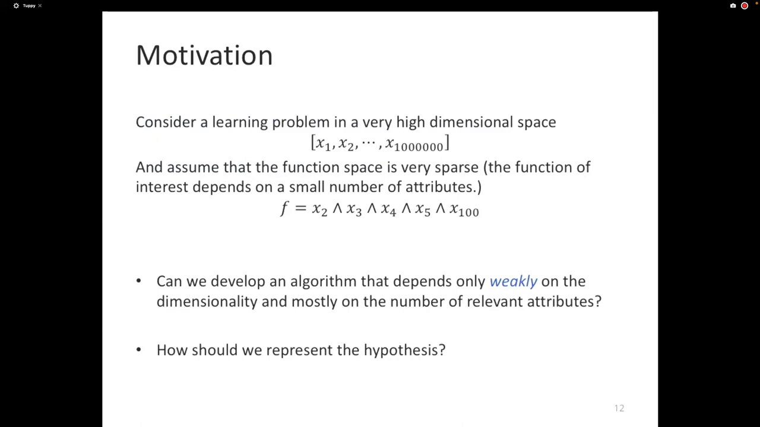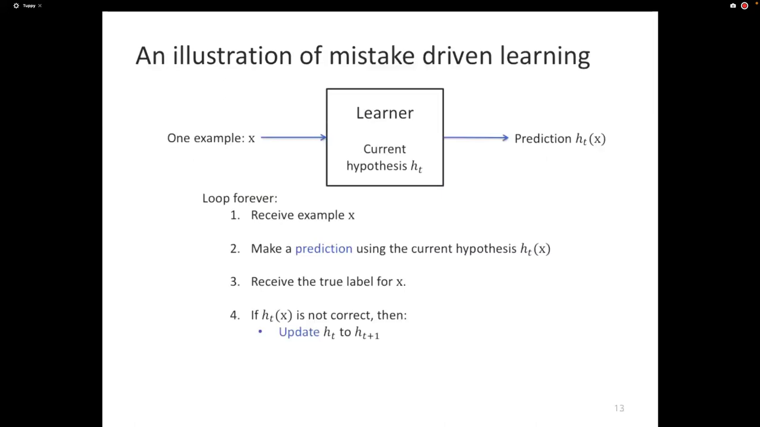Let me introduce a conceptual model for analyzing learning, which it turns out gives an answer to the first question. We won't cover the answer, but I'll point you to it later on. The conceptual model is called mistake-driven learning, and it looks like this. There's a learner. At any point in time, the learner maintains the current hypothesis, H sub t. An example comes in, X, and this example is chosen by nature. The learner does not get to pick the example. The teacher does not get to pick the example. It's just chosen by nature.